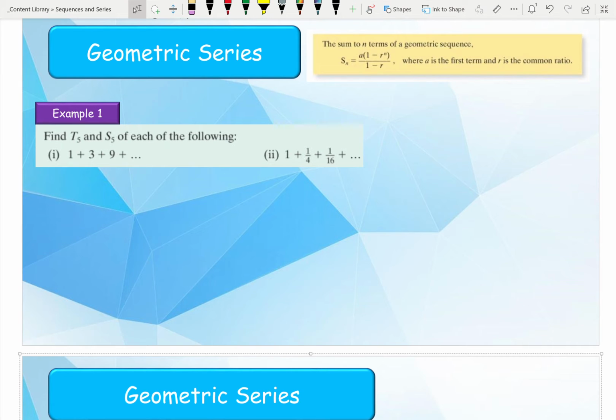Welcome back, guys, and in this tutorial we're going to be moving on from geometric sequences to look at geometric series. So as we said in the last one, a series is when we're trying to add all of the terms of a sequence together.